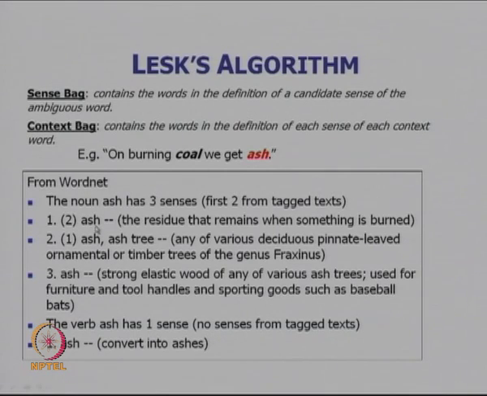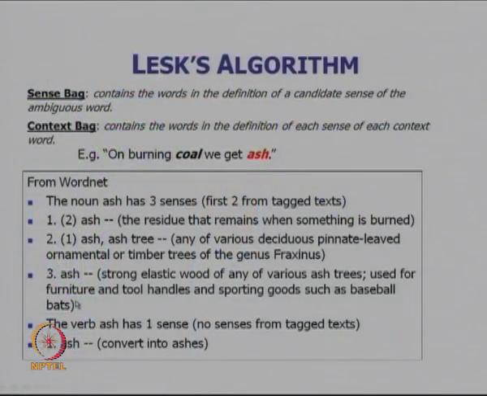Ash as residue, ash as tree, ash as wood. Okay. So, these are the three senses. The verb ash has one sense, ash is to convert into ashes. We do not have to look at the verb sense, because now the part of speech tag disambiguation has become quite mature, and given the words in a context, it is possible to disambiguate the words in terms of the part of speech tag with high accuracy.